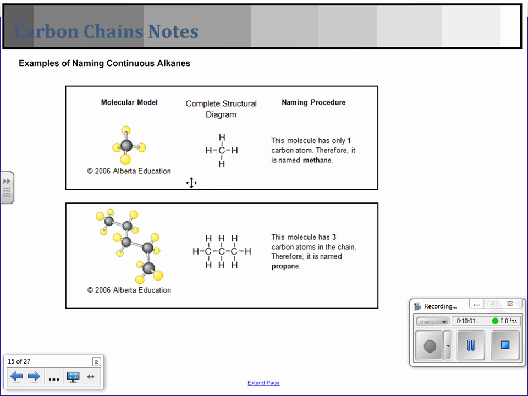So here we have the complete structural diagram. We've only got one C bonded to 4 H, all single bonds. So this molecule has only one carbon atom, therefore it is called methane. Okay, we've got 3 here. This molecule has 3 carbon atoms in the chain, therefore it is named propane.